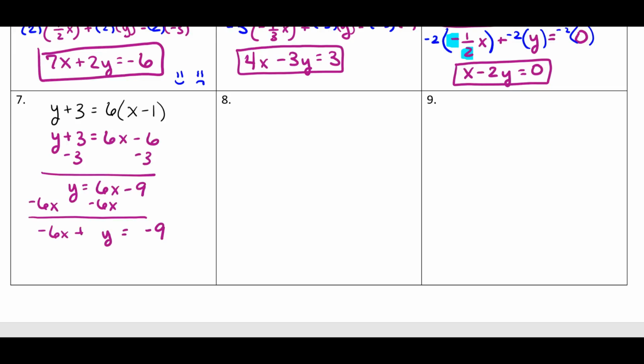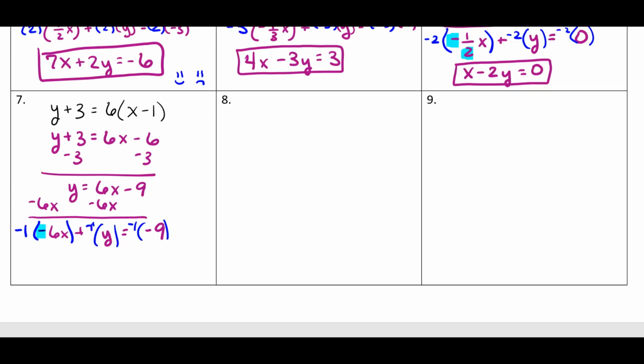Now, if you got to this point, negative 6x plus y equals negative 9, you're on the right path. But hopefully you did not stop here. And I have a feeling that maybe a few of you might have. So be very, very careful. Remember, the issue on this problem is that there is a negative in front of the 6x. And that means we need to take and multiply every single term by negative 1.